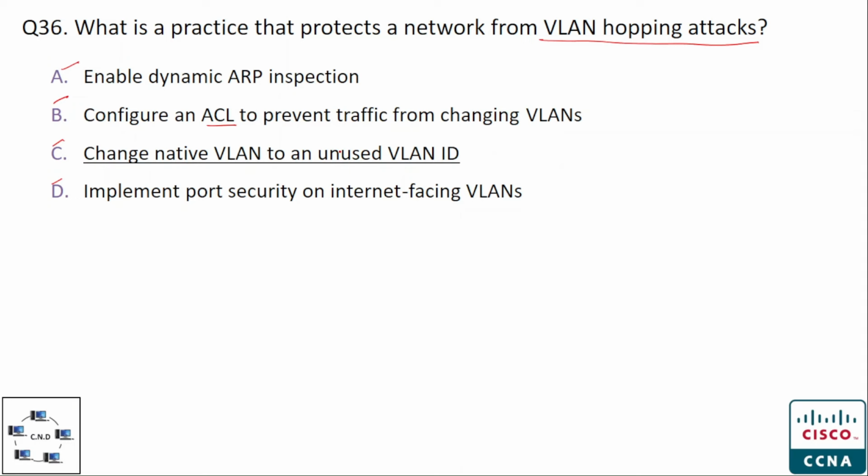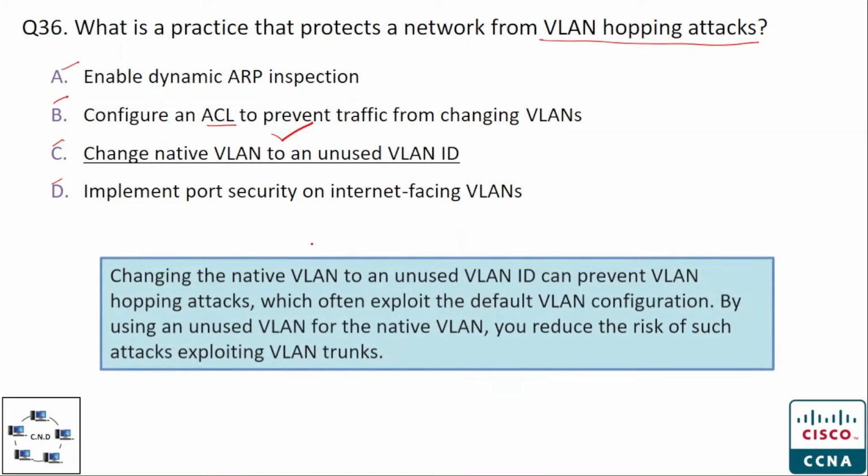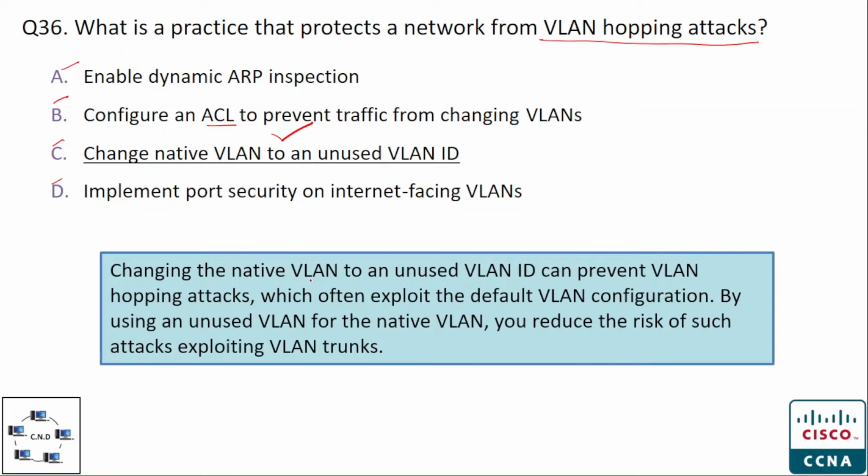And the correct option is option C, change native VLAN to an unused VLAN ID. So why is that the correct option? It is because changing the native VLAN to an unused VLAN ID can prevent VLAN hopping attacks, which often exploit the default VLAN configuration. By using an unused VLAN for the native VLAN, you reduce the risk of such attacks exploiting the VLAN trunks.